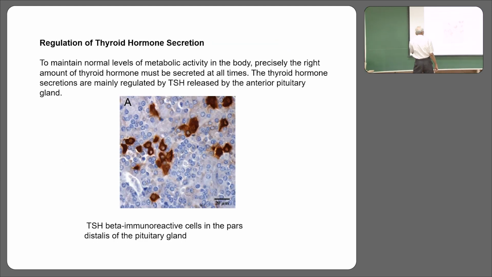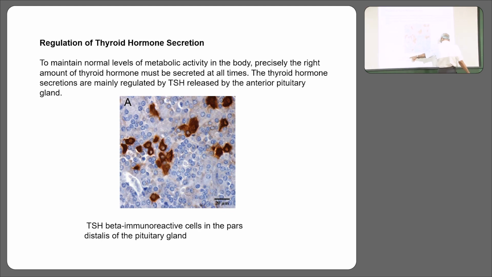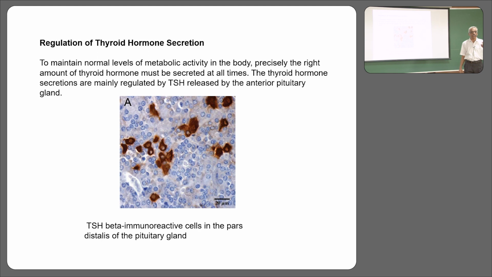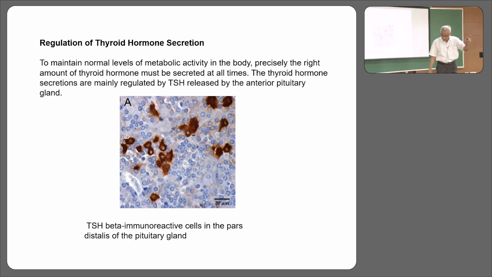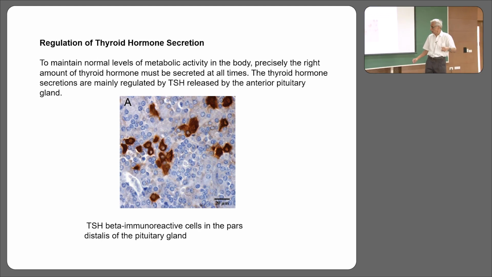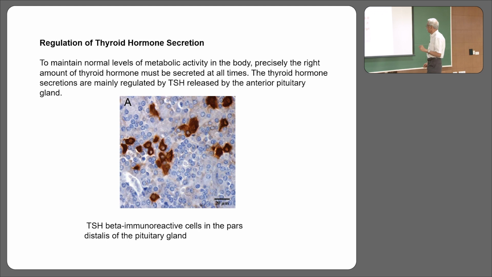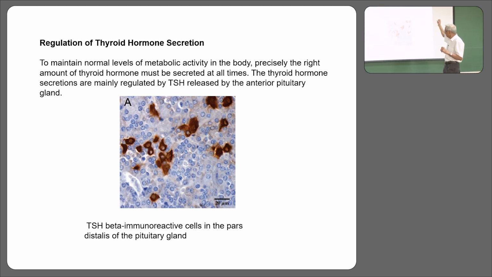Therefore, now you can appreciate the wording here. Can you read what is written here? TSH beta immunoreactive cells in the pars distalis. Pars distalis is the anterior pituitary. We have done that. Anterior pituitary is called what? Pars distalis. Okay. Posterior pituitary is also called pars nervosa. Very good, very good. And these are the cells which are, okay.